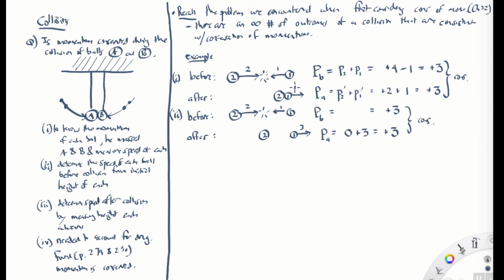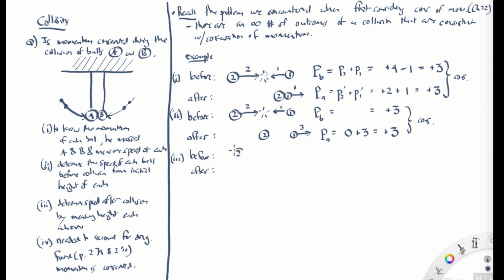So the question is, which of these two outcomes actually happens in nature? After all, they are both consistent with the law of conservation of momentum. There seems to be some ambiguity here. We have no way thus far of deciding which one actually happens. And let me just do one more example for good measure.